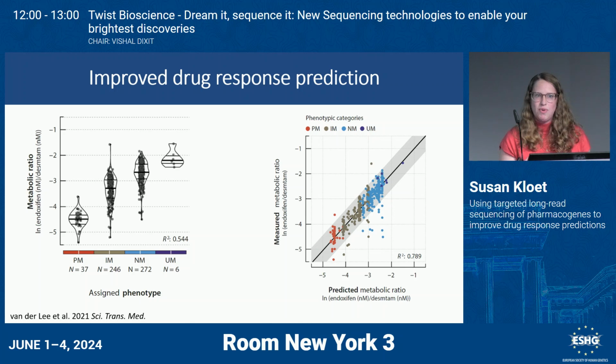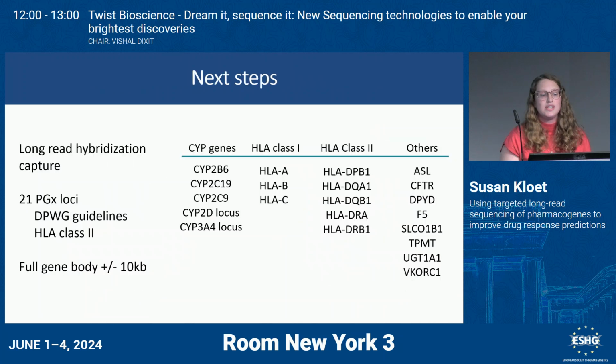So for our next study, we wanted to go a bit bigger. For this, we decided to partner with Twist Bioscience to develop a method to perform long-read hybridization capture. For this, we work with a custom panel targeting 21 of these pharmacogenomic loci. We selected these loci on the basis of the Dutch Pharmacogenomic Working Group guidelines. We also included several HLA class 2 genes. And for us, we're really coming from a research background, so we wanted to look at the full gene body of these loci, so all of the exons and introns. We also look 10 kilobases upstream of the transcriptional start site and 10 kilobases downstream of the transcriptional end site.